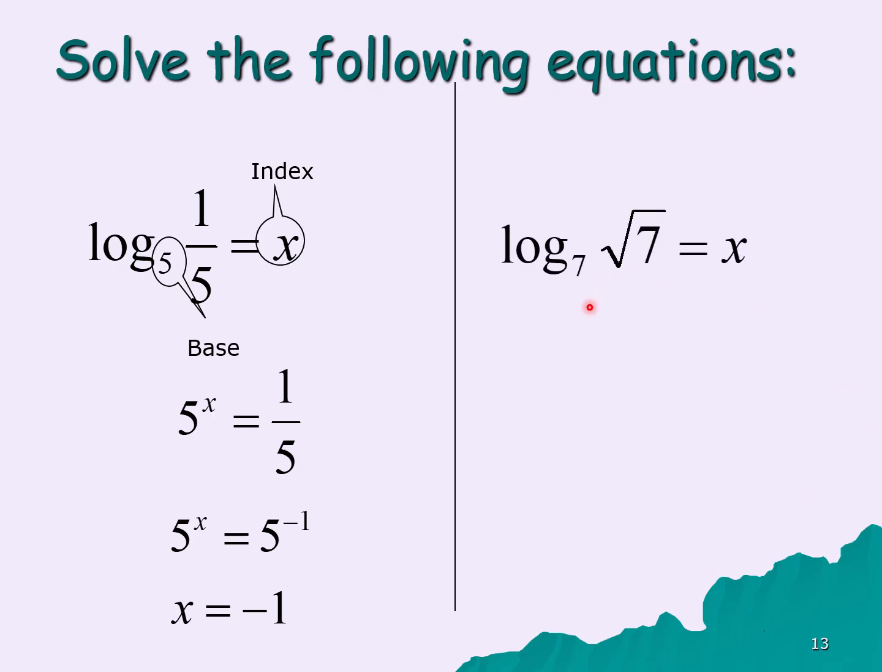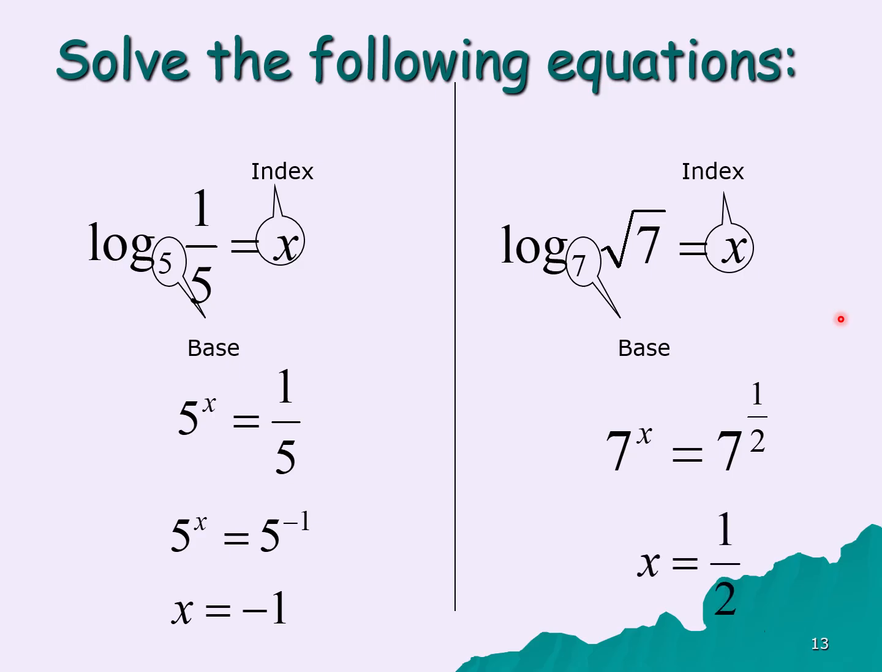So I have this. So again, I have base and I have the index. I change it to index form. I have 7 to the power of x equals 7 to the power of half. So which means I know that my answer for x is equal to half.